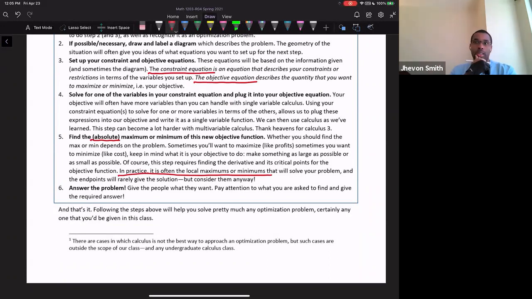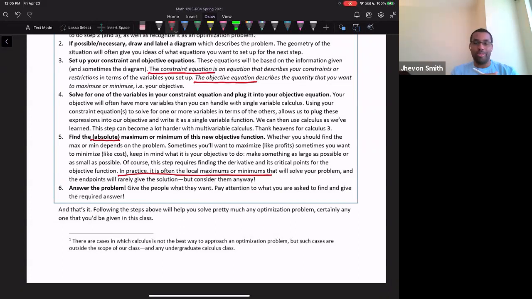Now, once you go through all that and you can find the maximum point, you're left with step 6, which is to answer the question. At the end of the day, a very specific question is going to be posed to you. How many of blah do we need? Or what is the blah that we would get? They're going to ask you a very specific question, and you need to make sure that you answer that question.